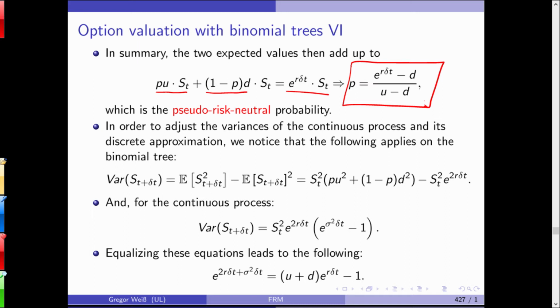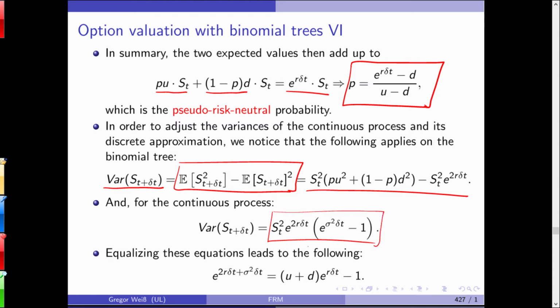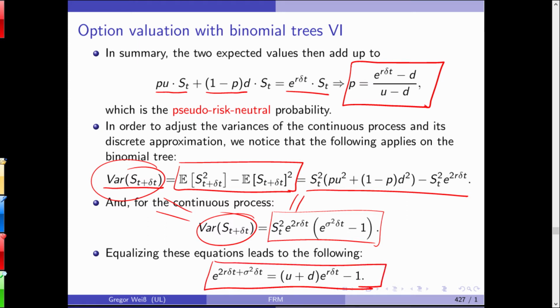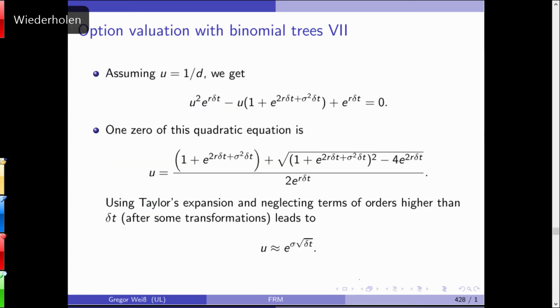Now, in order to adjust the variances of the continuous process and its discrete approximation, we have to note that this applies. Variance of the future underlying price is given by this. And then we can substitute this here. For the continuous process, we know this is true, and again set it equal, or this is equal to this here, and then rearrange it, and we get this expression here. You can try it at home, you don't need to memorize it. Just stay with me and see what happens now.